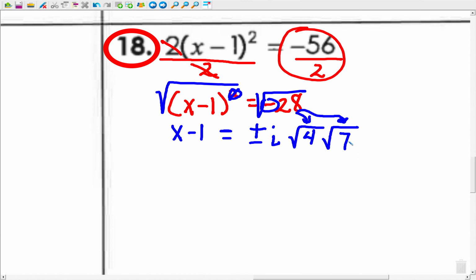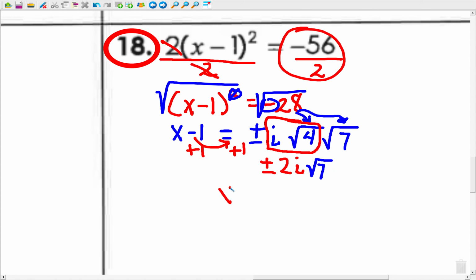Now let's simplify, because this portion here is going to become plus or minus 2i, because the square root of 4 is 2. Bring this down, and then look, I need to get this over here by adding it this time. So I'm going to have final answer x equals 1 and then plus or minus 2i times the square root of 7. See, I just kept bringing the square root of 7 down at each step.